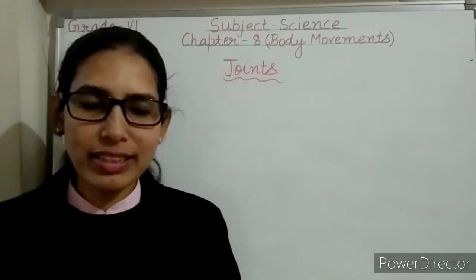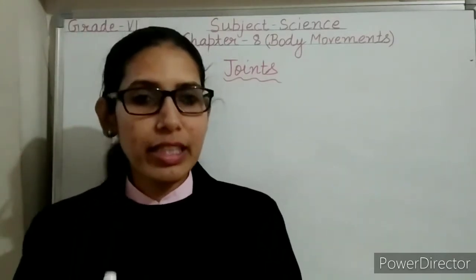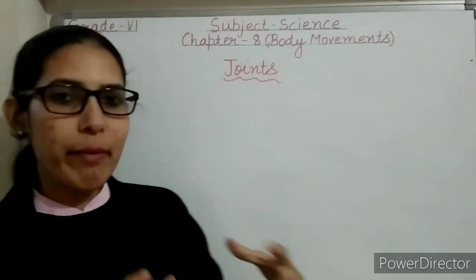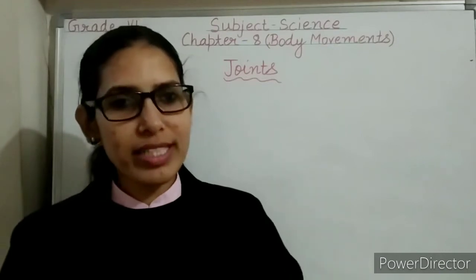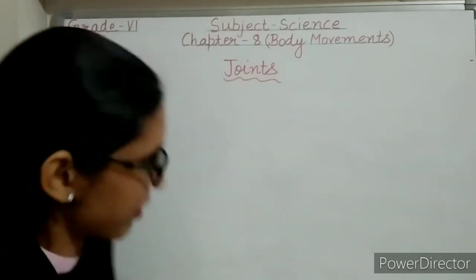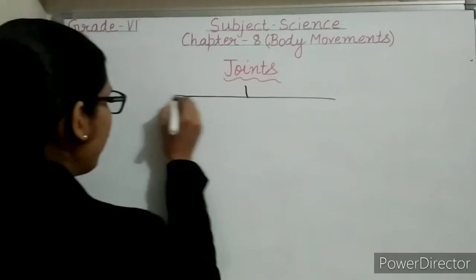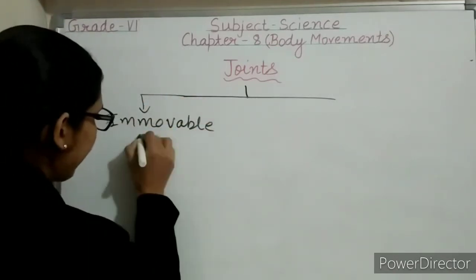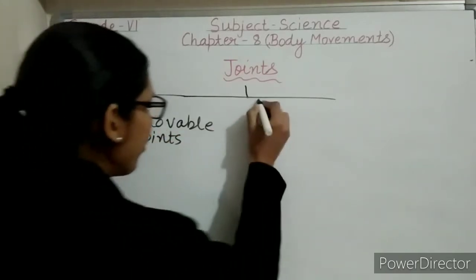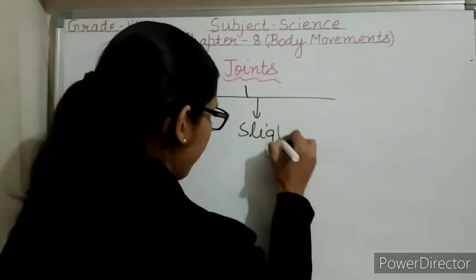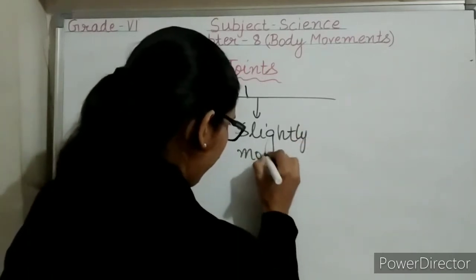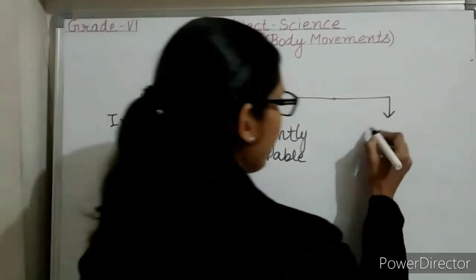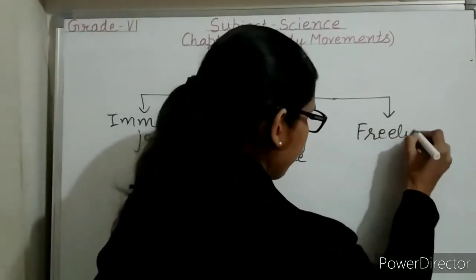So what are joints? Joints are the parts where two or more bones meet. They help in body movement. Joints have been classified into different categories. First is the immovable joints. Second is slightly movable joints. Third is freely movable joints.